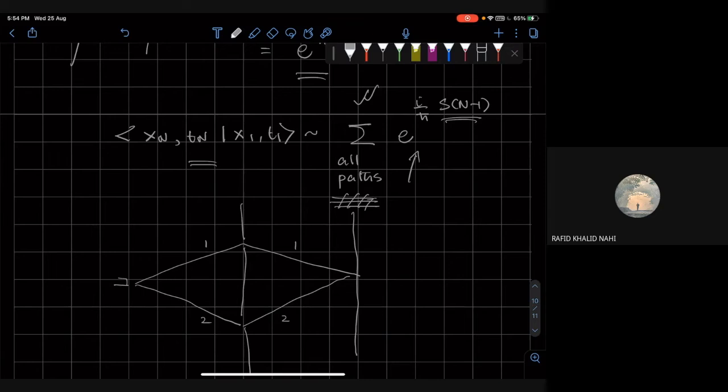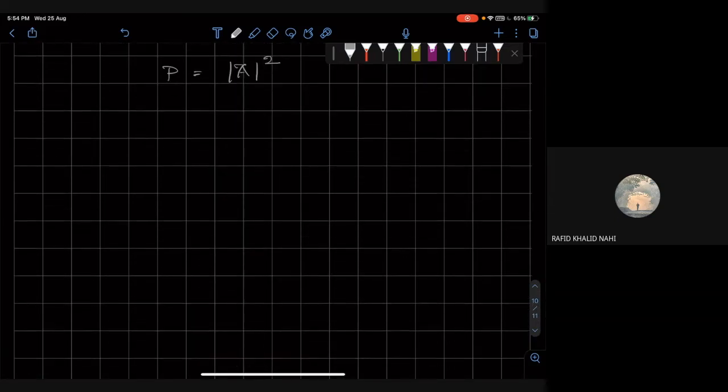This is very heuristic. I mean, because we are actually not deriving anything. What we're doing is that we are coming up with a new physics. So, what about the classical limit?